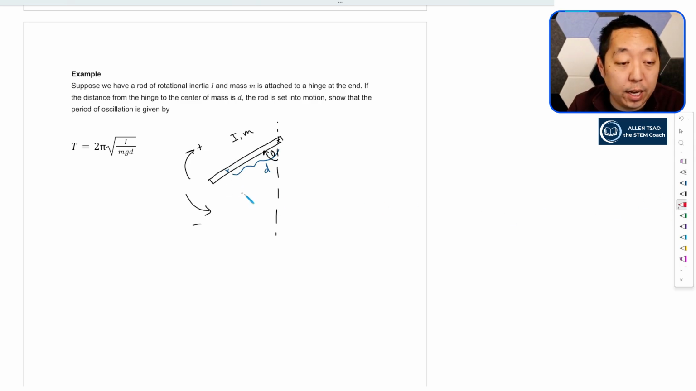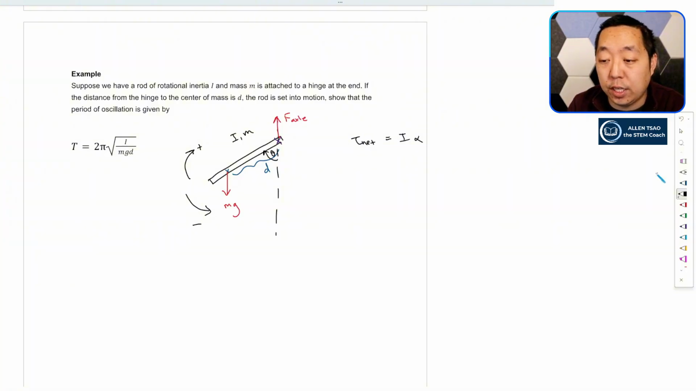Let's draw a free body diagram. Gravity acts at the center of mass. And then you may have some axial force here. But we're going to use net torque, and we're going to do the rotation around here, using net torque equals I alpha. Now the I is given. We're going to calculate the net torque now. The axle doesn't exert a torque.